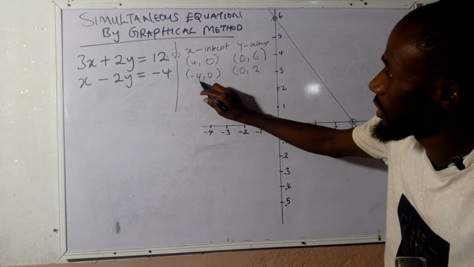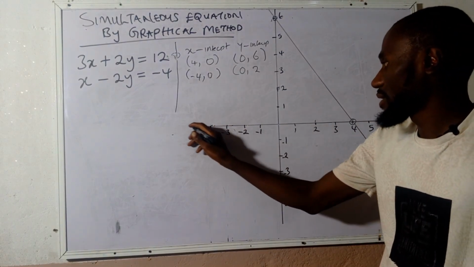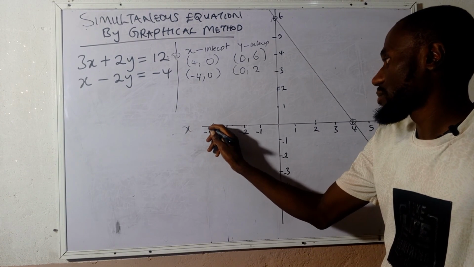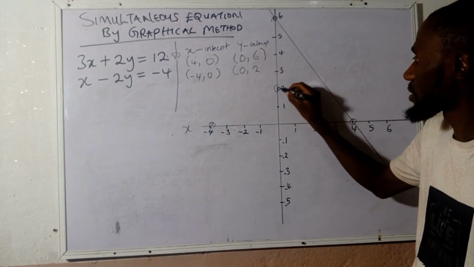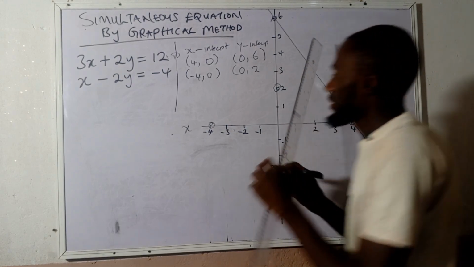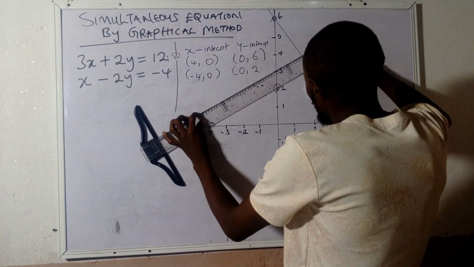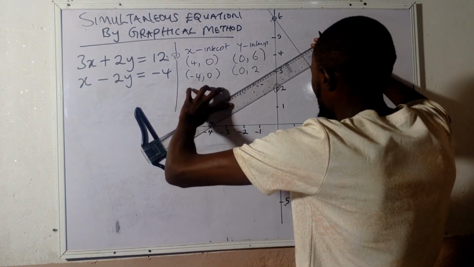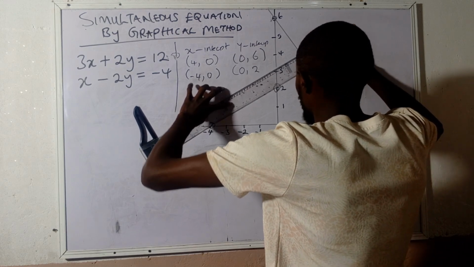Then we solve the next one when x is minus 4. That is when x on the x-axis is minus 4 here. Then y is 2. This is the position of y. Then we can place our ruler here and draw a line that crosses both equations.